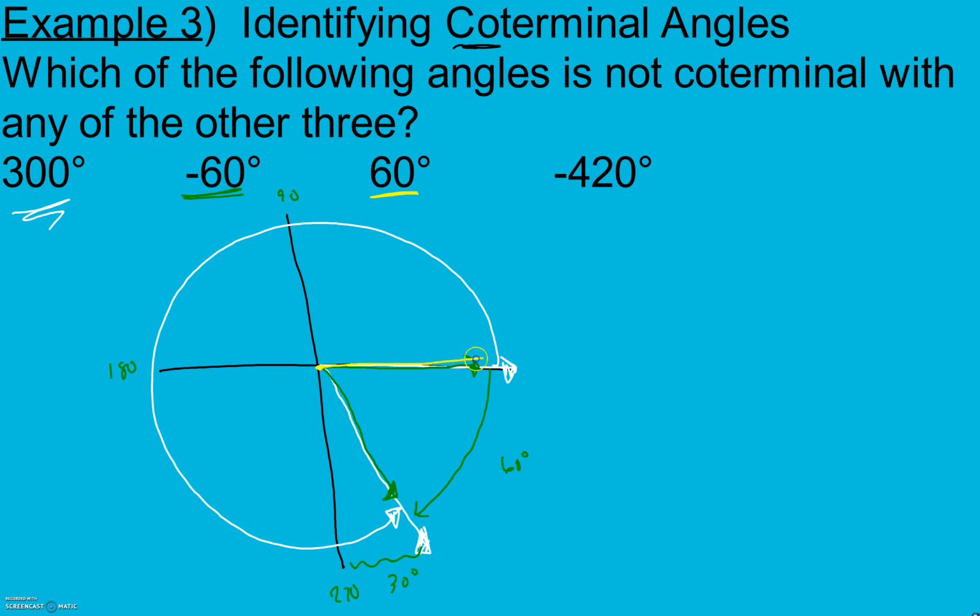Start on my initial side here on the axis, and I go 60, since I go in this direction. Okay, so that one does not match up.